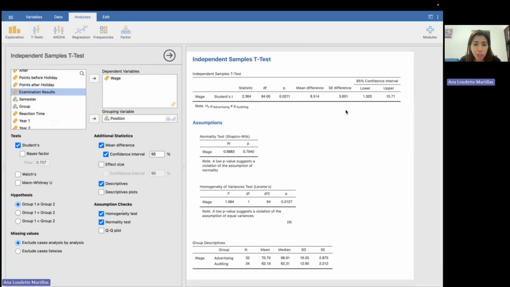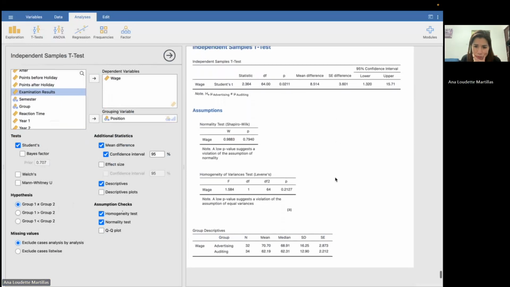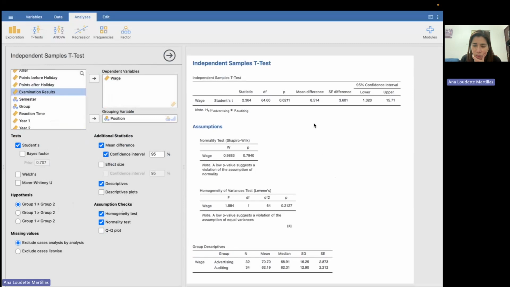So in practical terms, this suggests that the average wage of advertising managers is not only higher than that of auditing, but that this difference is robust enough to be considered reliable and not due to sampling variability. Okay, so since the mean difference is worth 8,514.